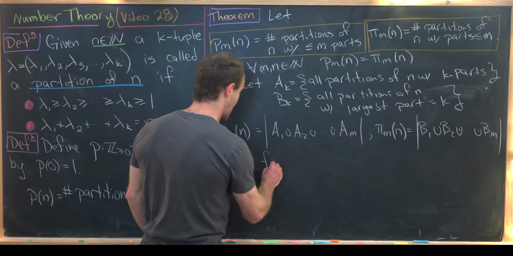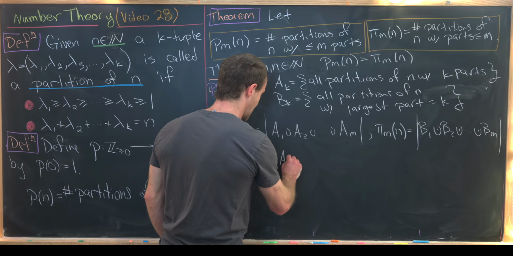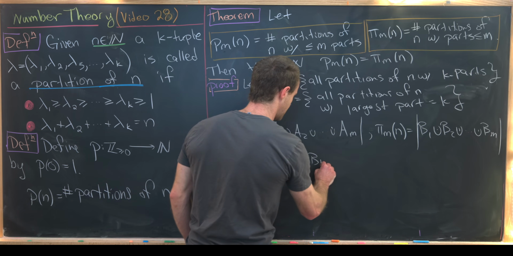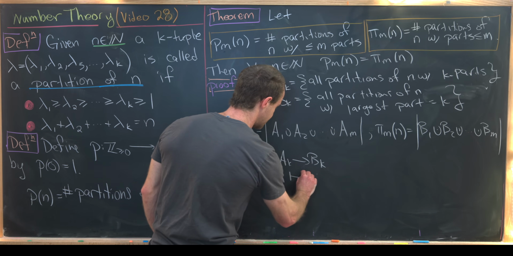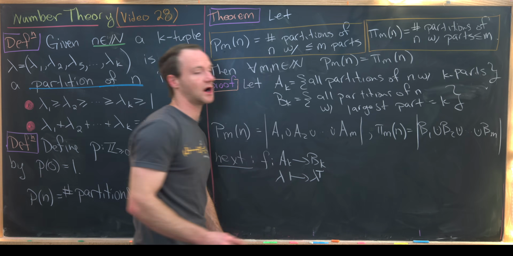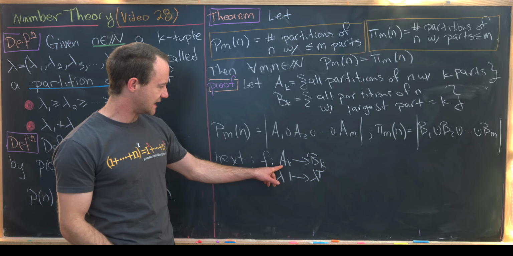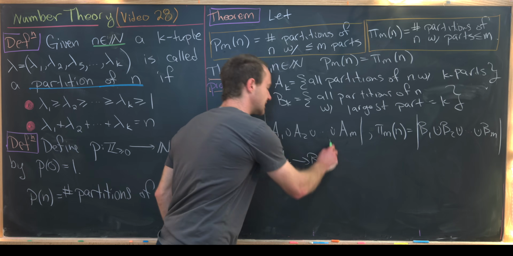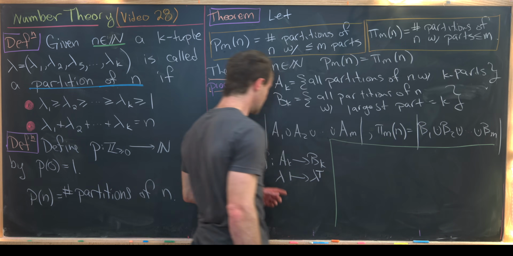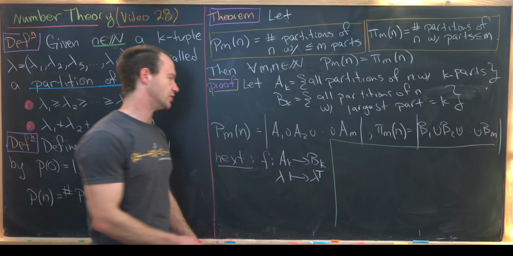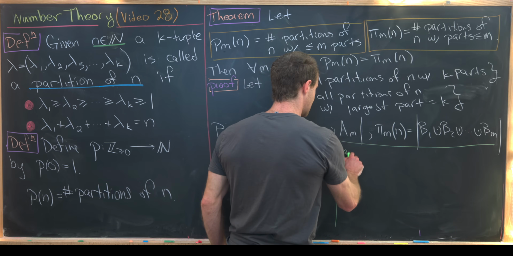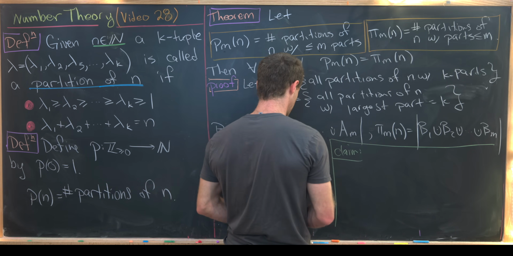So we're going to define f from A_k to B_k by lambda turns into lambda conjugate. And now we really need to prove that if we start with a lambda in A_k, lambda conjugate really is in B_k, just so that we know we have the right codomain here. So let's maybe make that a claim within the proof.